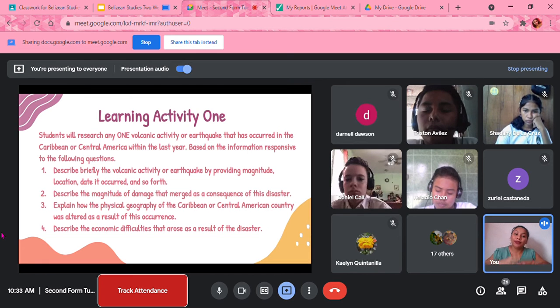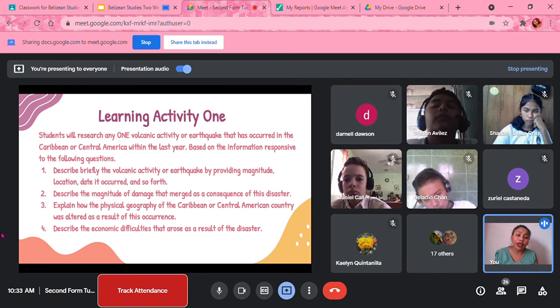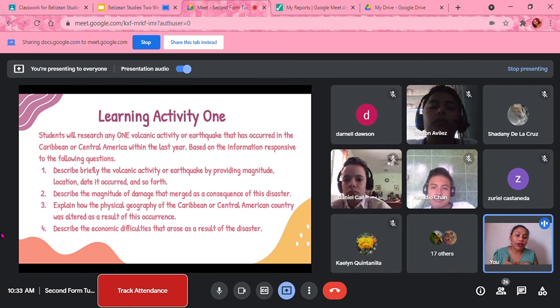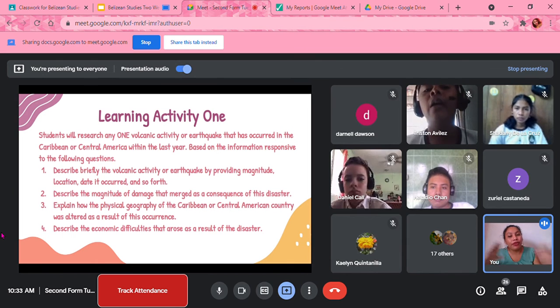Number 4 is more general. What happens after, in the aftermath of a disaster? Even in Belize, we experience hurricanes. What do we experience after a hurricane? What are the difficulties financially that we experience as a country? Right? So number 4 is more general.